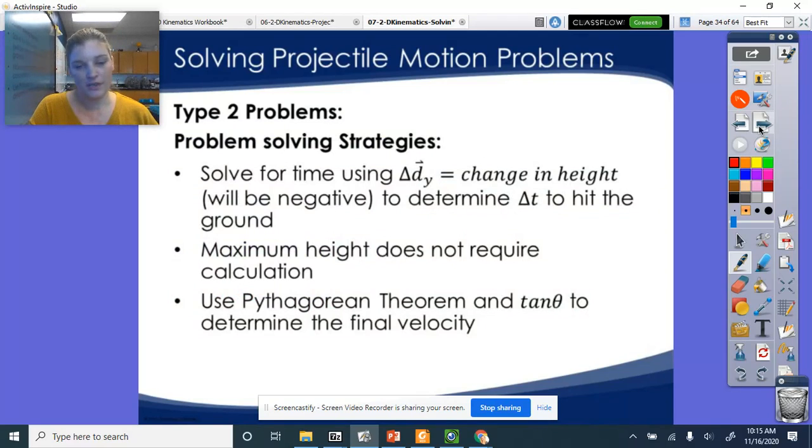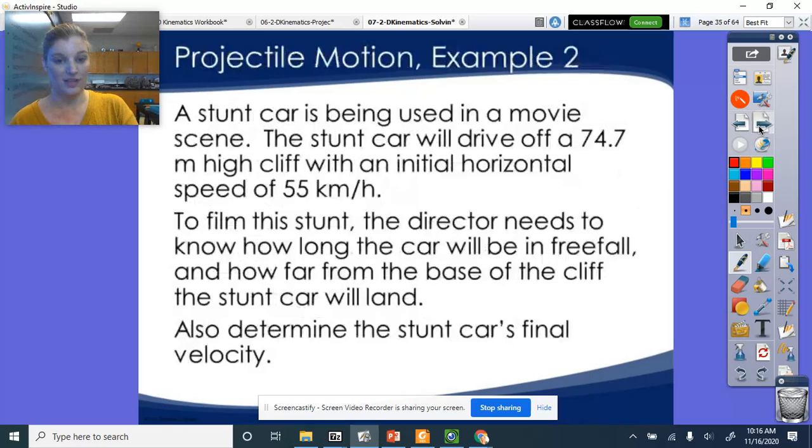So we're going to solve for time using our change in height, and it's going to be negative because we're starting out high and then we're falling down. So we're moving in a negative direction. And that way we can determine the time that it takes for us to hit the ground. And we don't have to calculate anything for our maximum height because our maximum height is just where we started out, but we need to use the Pythagorean theorem and our tangent to determine our final velocity.